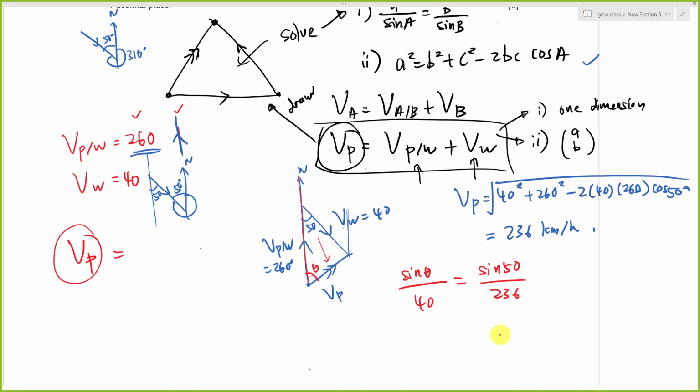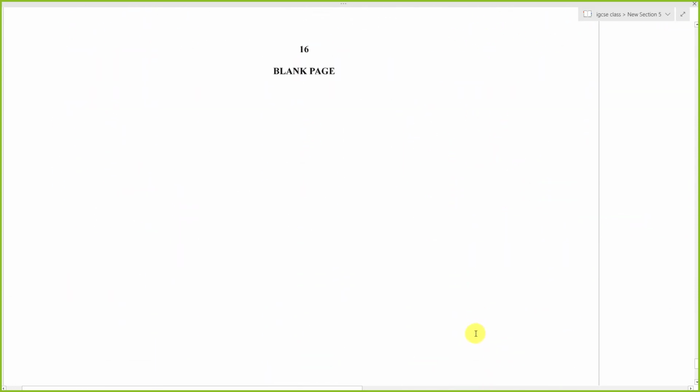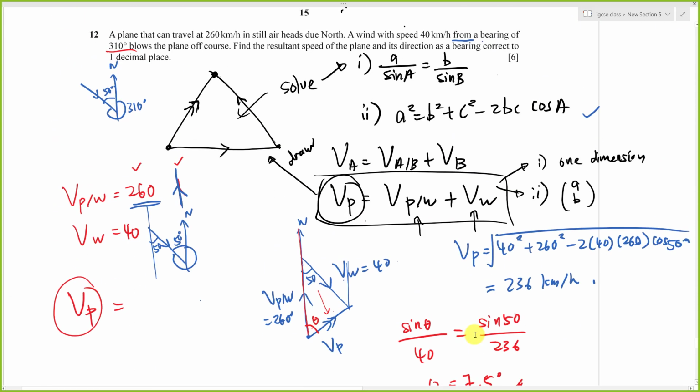So I will say sine 50 over 236, or my answer just now. If I want to get more accuracy, I will just use the answer just now, multiply by 40. Alright, then I will shift sine my answer. My theta will be 7.5 degrees. So this is how you get the 6 marks here.